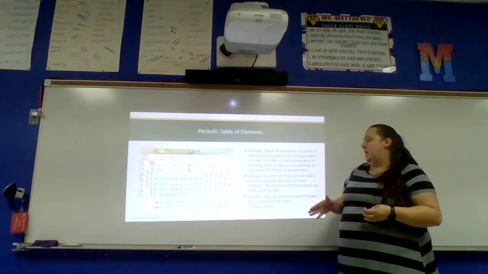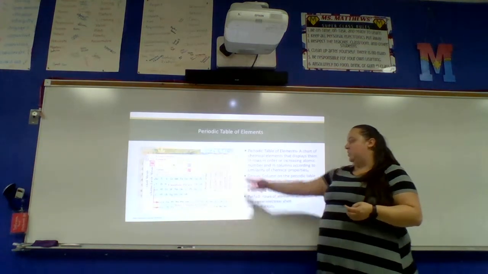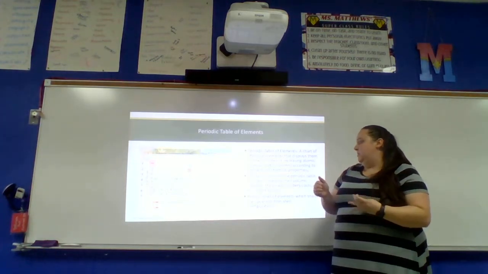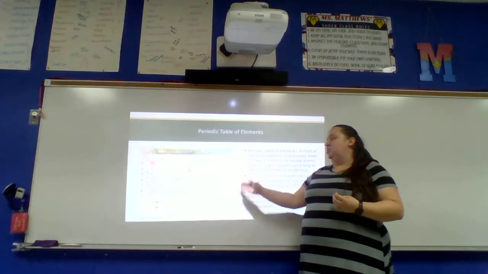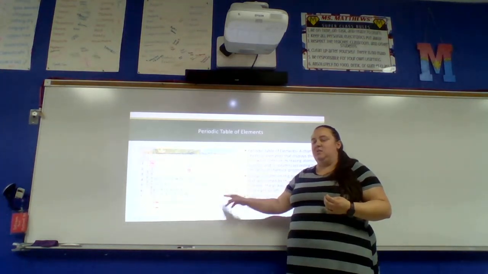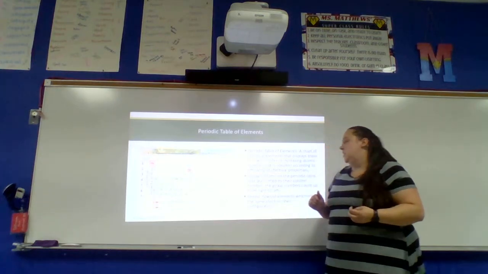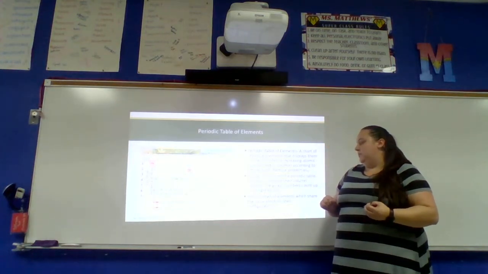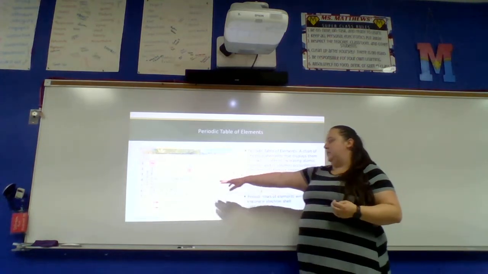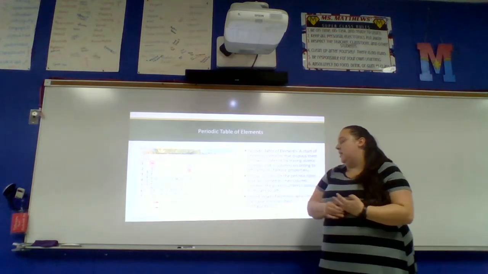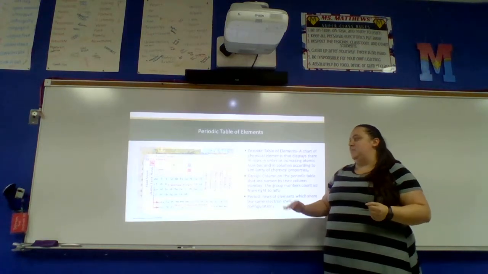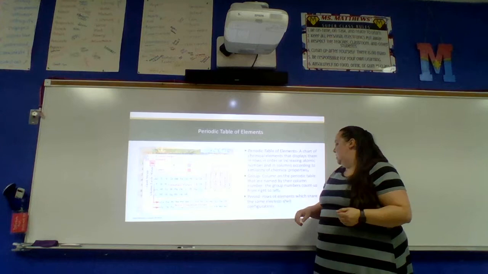And a group is one of the columns on the periodic table, which I've given you the names for, and they share similar properties because each group is going to have the same number of valence electrons in its outermost shell. And a period is a row across the periodic table, and it has the same number of electron shells.